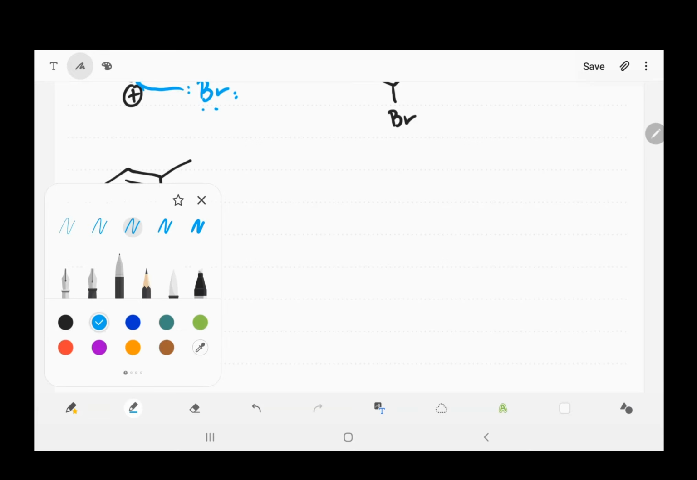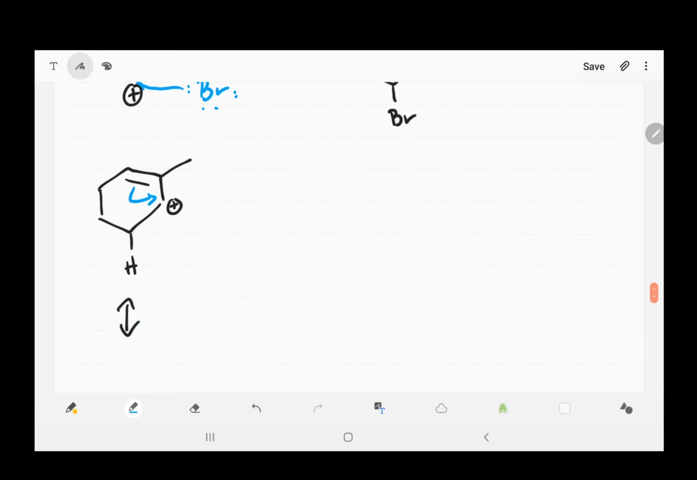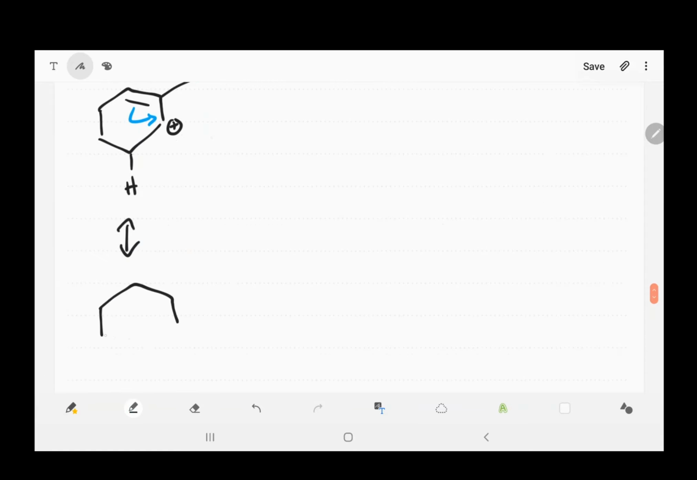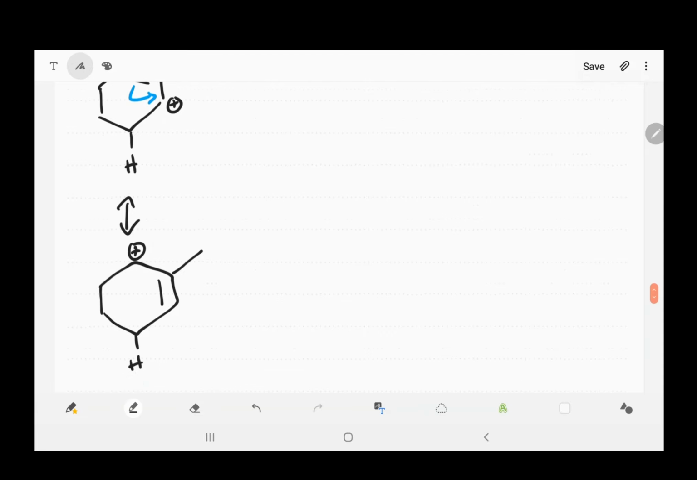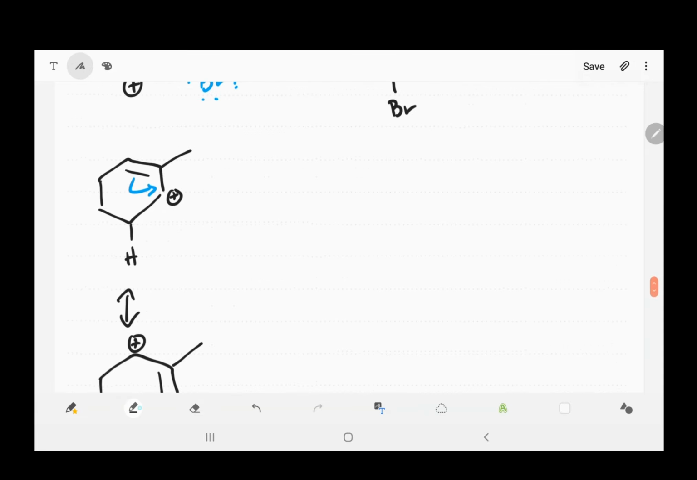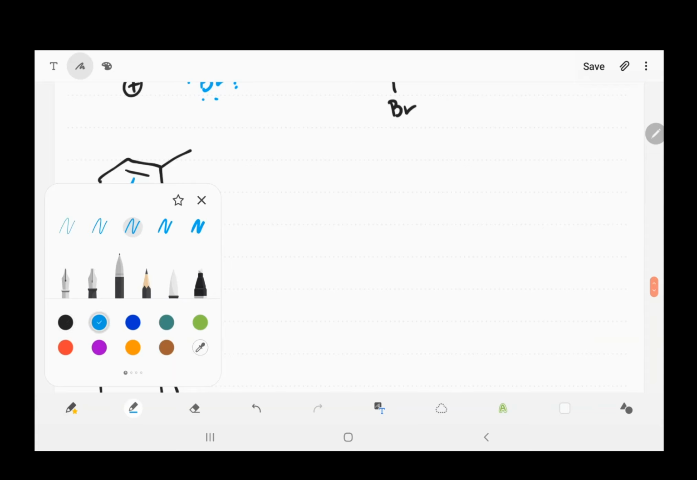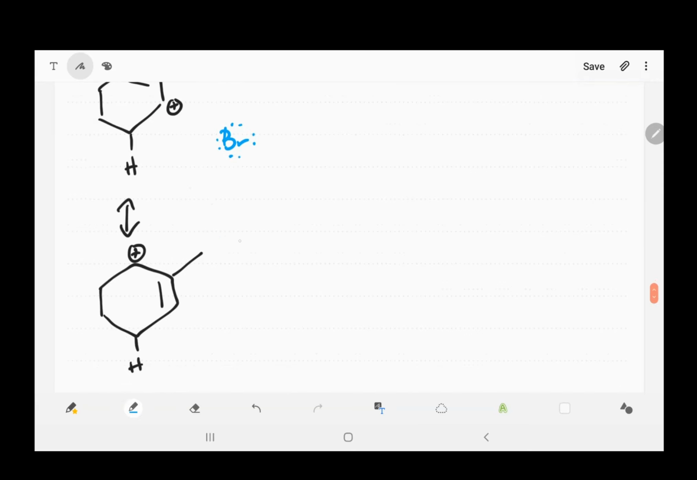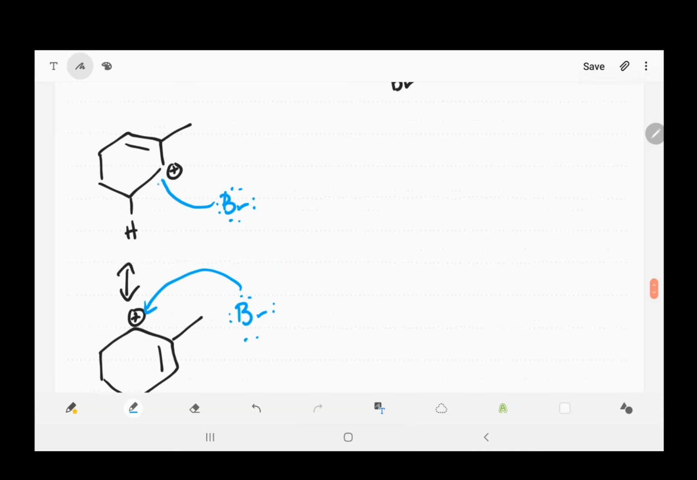If we resonate, we end up moving our double bond to the side there and put our carbocation up top, and we've got our H on the bottom. And if we go ahead and now stick our bromide on, we're going to end up with our products.